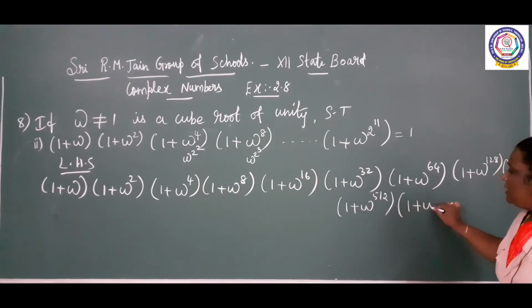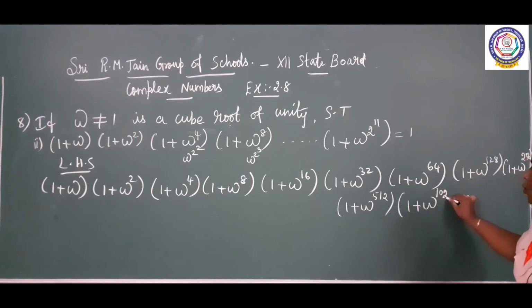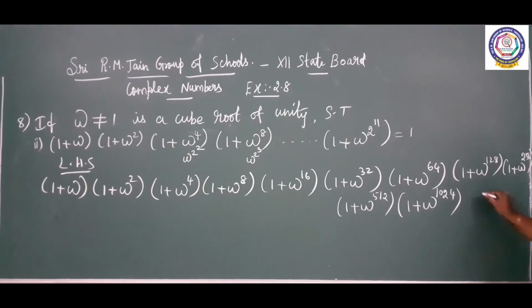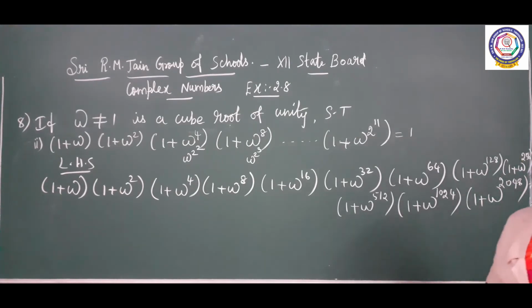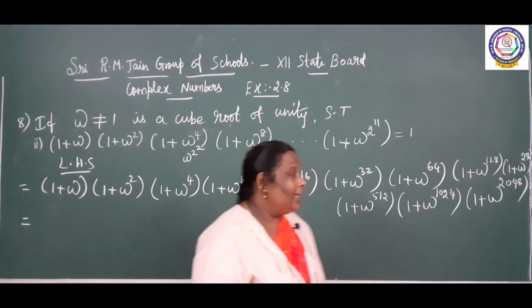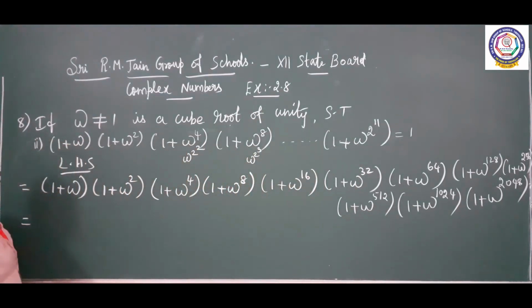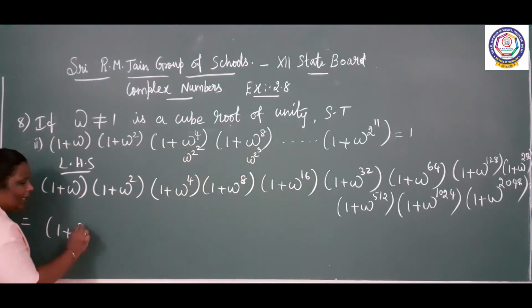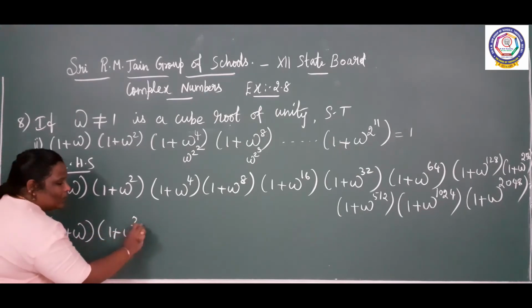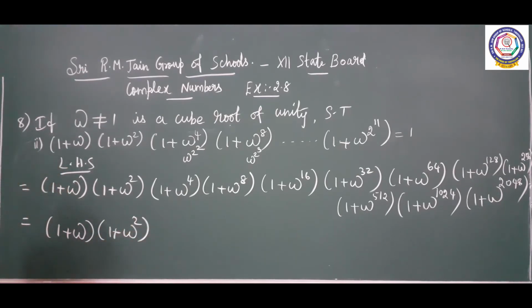Next 1 plus omega power 2 power 10. 2 power 10 value is what? 1024. Next 2 power 11 omega power. 2 power 11 value is 2048. I will write all the values up to 2 power 11. See here, I will write 1 plus omega into 1 plus omega square.